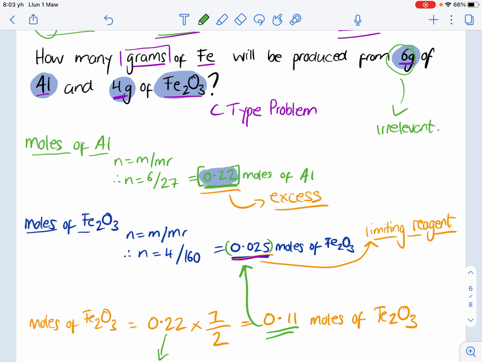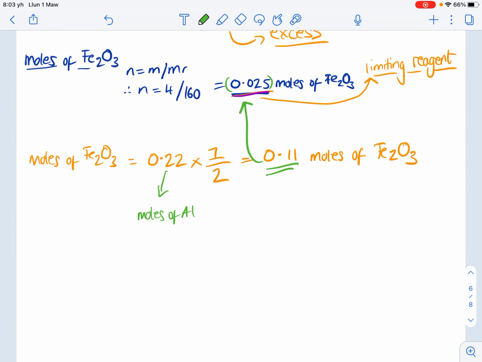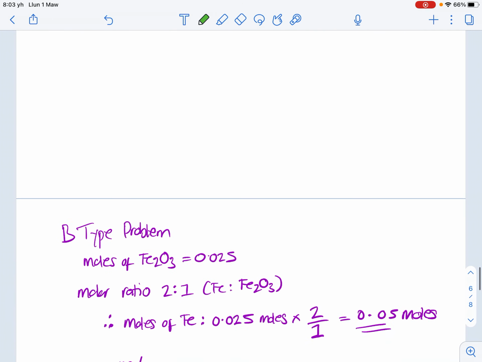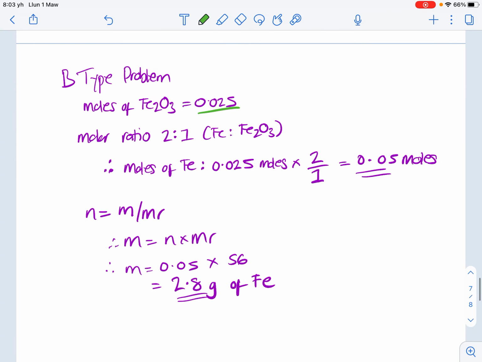We do not need that. It is not going to help with the rest of the problem. We can just focus on the number of moles of iron oxide. And just to reiterate, once we worked out that iron oxide was the limiting reagent, the rest of the problem was fairly straightforward. You know the moles of iron oxide, you look at the molar ratio to then work out the moles of iron. The question, however, wants the grams of iron, so we need to times the moles by the molecular weight to get a final mass of 2.8 grams.